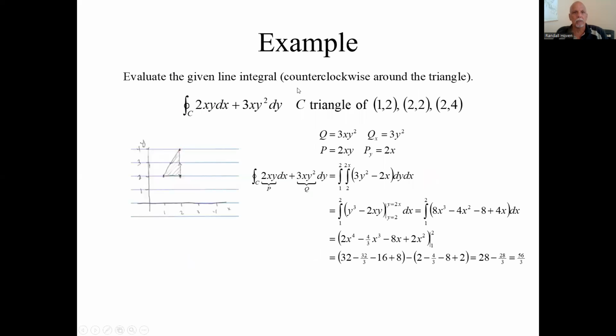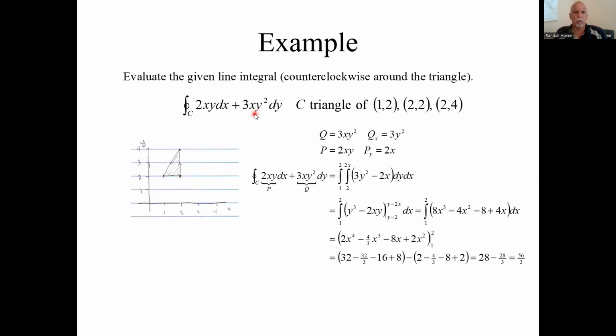direction. Let's do one. Here's the work integral around the closed circuit, the complete triangle with these vertices. So let's graph that triangle first thing. (1,2) is here, (2,2) is here, and (2,4) is here. And it says clockwise, so here's the path of integration.